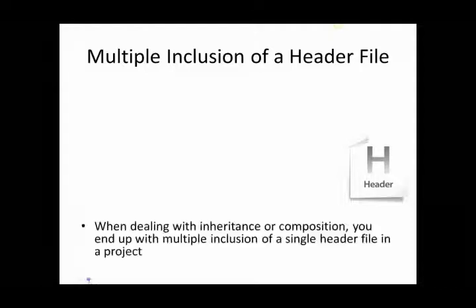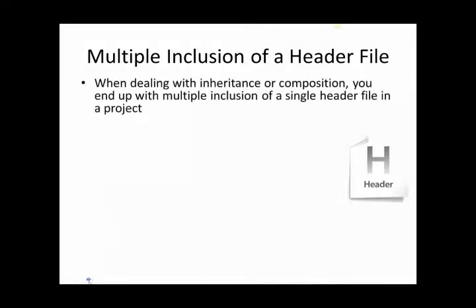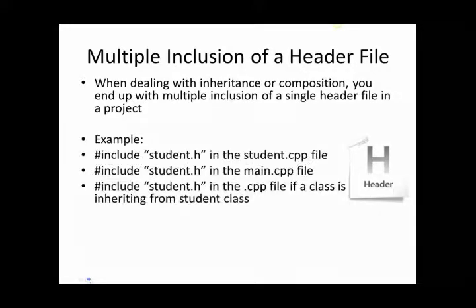So what does multiple inclusion of a header file mean? Well, when you're dealing with inheritance or composition, which is what is being talked about starting week 4, you do end up sometimes with multiple inclusion of a single header file in a project. For example, let's say you have a student class. Well, if you have a student class, then you probably have a student.cpp file that has the implementation of all of the function definitions. So in your student.cpp file, you're going to end up including a student.h above the student CPP file.